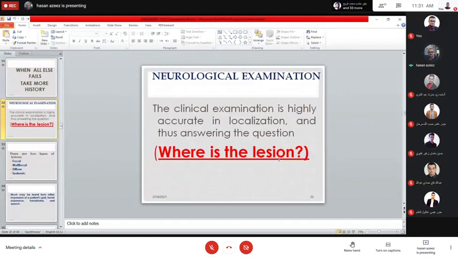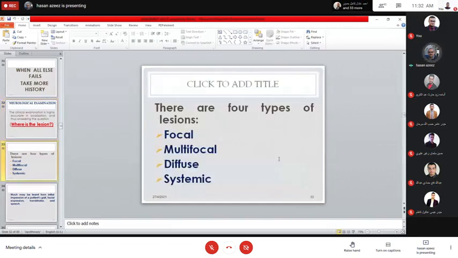Now we start with the neurological examination. I think the groups who attended neurology with us, five groups, have enough information about what a neurological examination is, what its content is, and what its aim is. But I will pass through this subject rapidly. Neurological examination answers the question: where is the lesion?